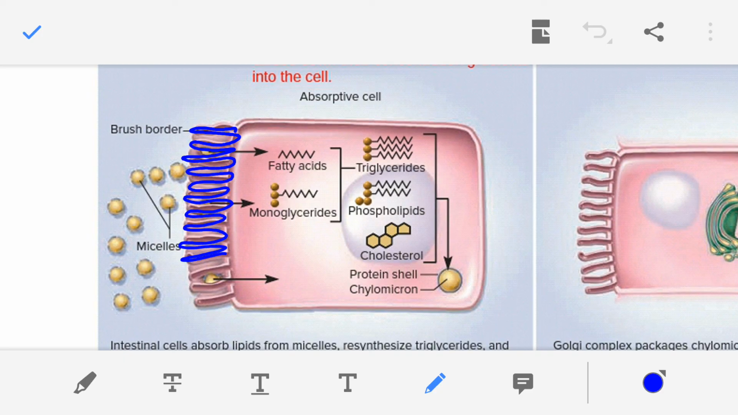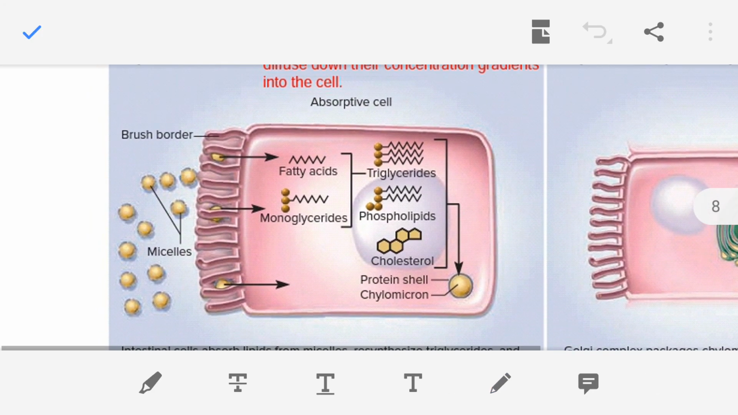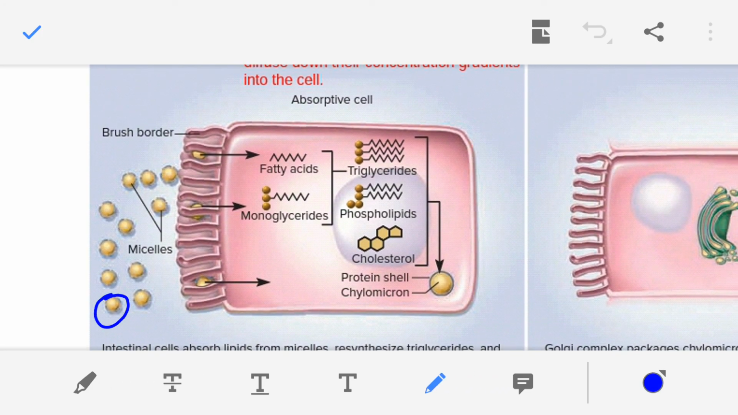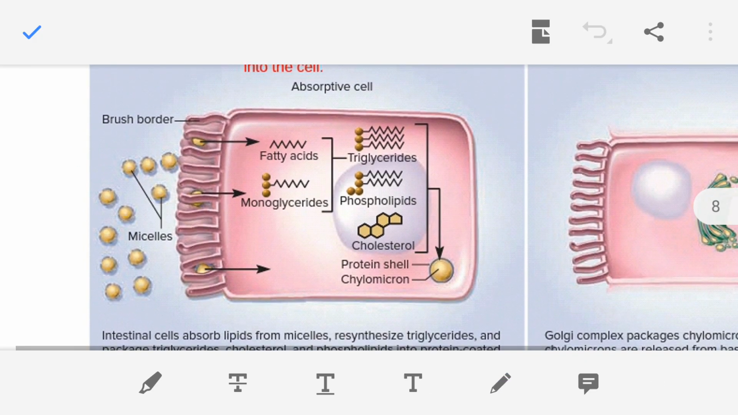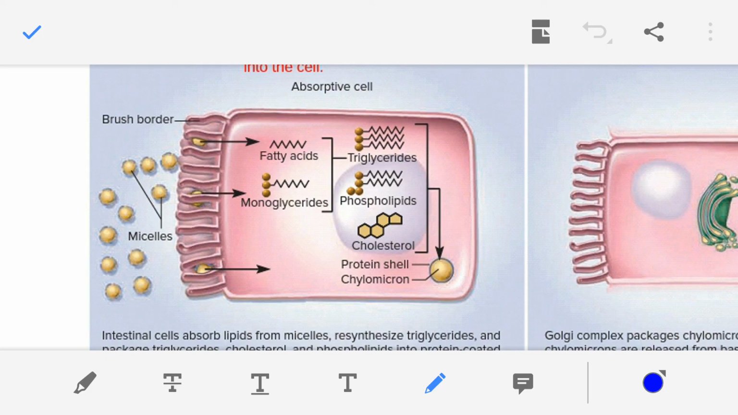All these microvilli together look like the bristles of a brush. That's why this border is known as the brush border. So in the lumen of the intestine, these micelles migrate and reach towards this brush border, and for simplicity, I can tell you that the micelles are emptying.